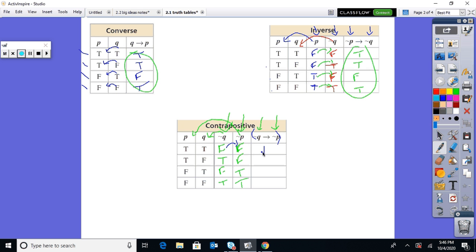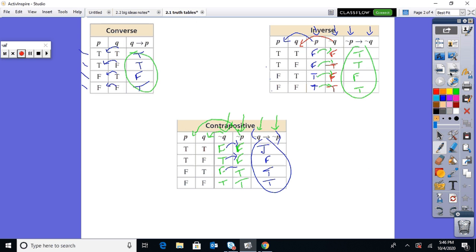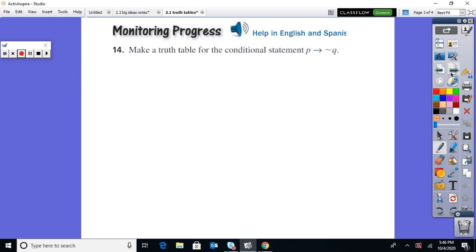False to a false is a true. True to a false, ooh, bad news. That's your false. False to a true is true. True to a true is true. So TFTT will look the same as TFTT because the contrapositive and the conditional are logically equivalent. All right, guys, pause the video and try 14 and 15 based on these rules of logic.